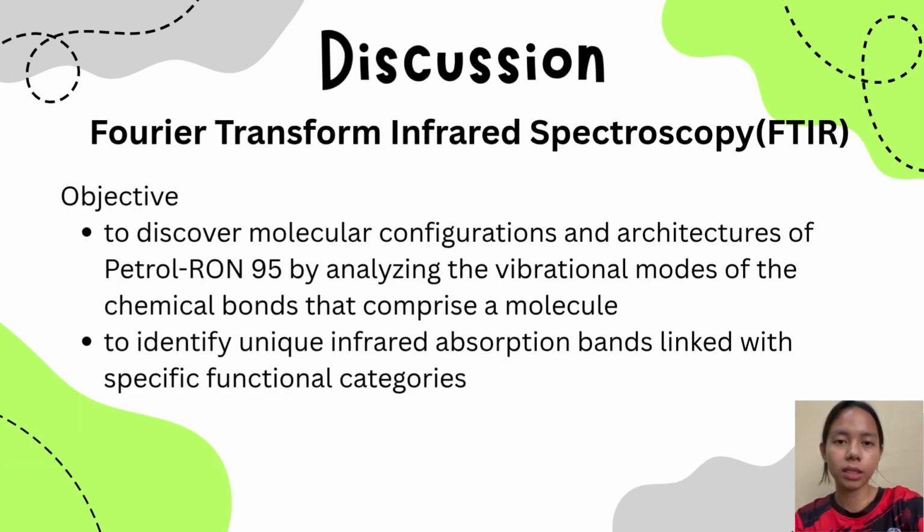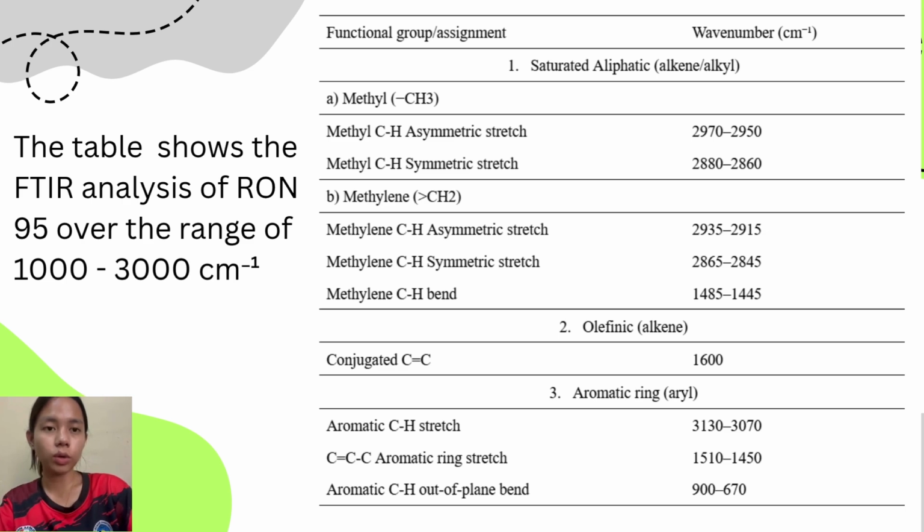Moving on to discussion, the objective of FTIR is to discover the molecular configuration and architecture of petrol RON95 by analyzing the vibrational modes of the chemical bonds that comprise a molecule. Next, to identify unique infrared absorption bands linked with specific functional groups. This is the table showing the FTIR analysis of RON95 over the range of 1000 to 3000 per centimeter.